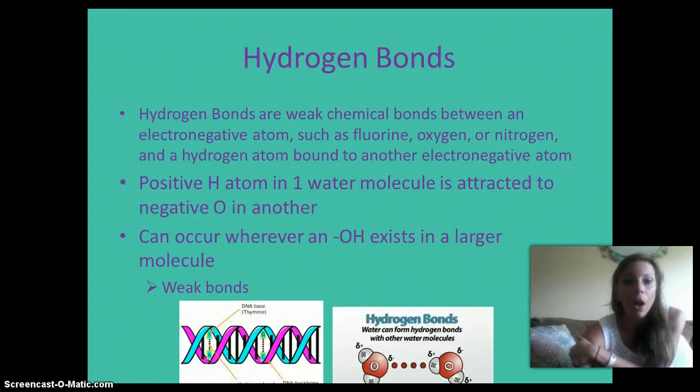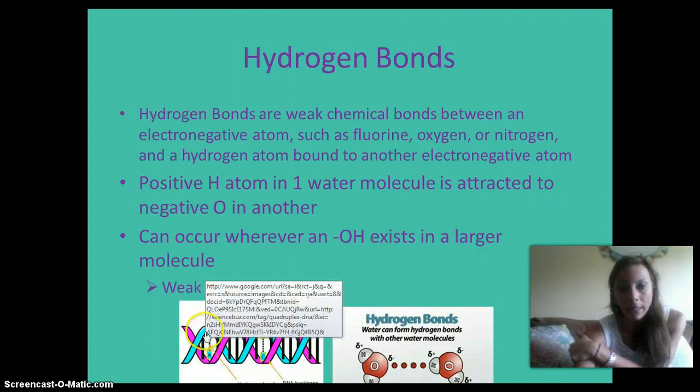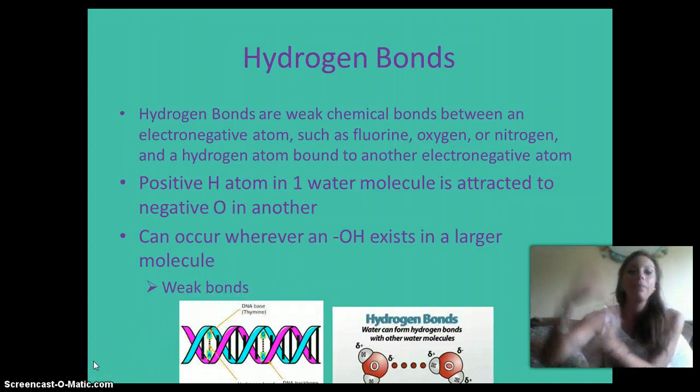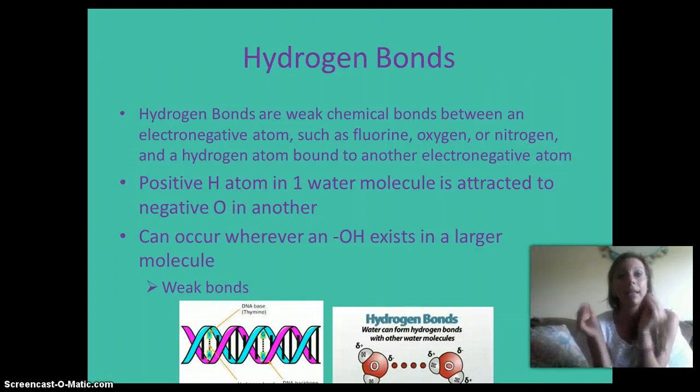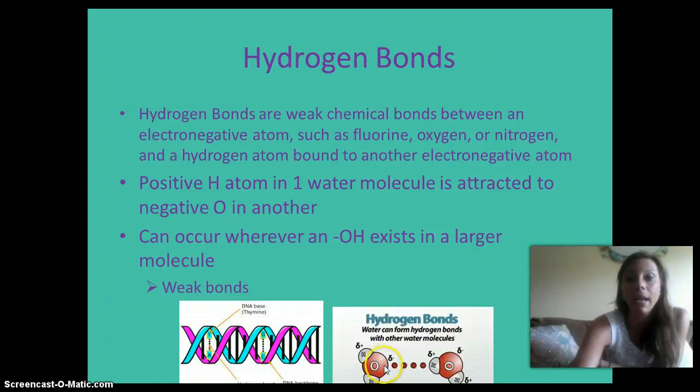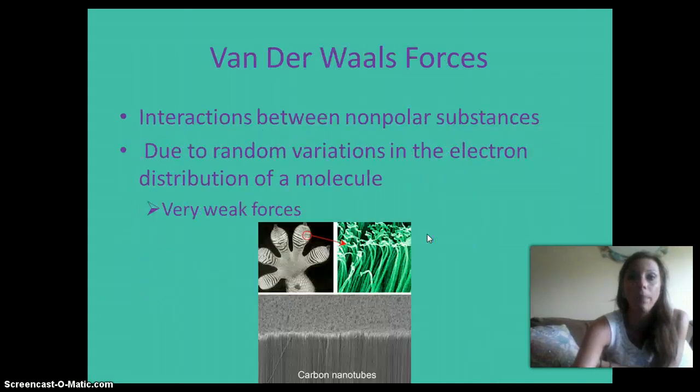Okay, hydrogen bonds are going to be weak chemical bonds between an electronegative atom and hydrogen bound to another electronegative atom. So this is what causes the base pairs in DNA to bond together, and this is between two water molecules. So a hydrogen bond occurs between two water molecules, and this can occur wherever an OH exists in a larger molecule, and it's a weak bond.